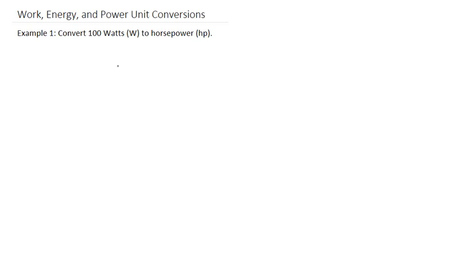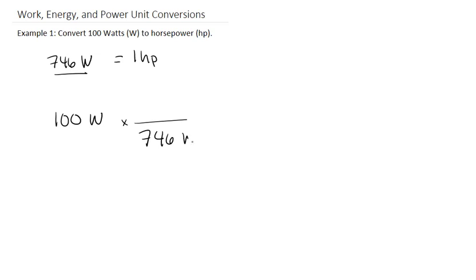So for us to do that, we need to know that 1 horsepower is equal to 746 watts. So we're going to use this conversion factor. If we have 100 watts to start with, we need to change it to horsepower. So in order to do that, we need to put this number on the bottom, 746 watts, and on the top, 1 horsepower. Then we can cancel out our units this way. The watts cancel out and we're left with horsepower.